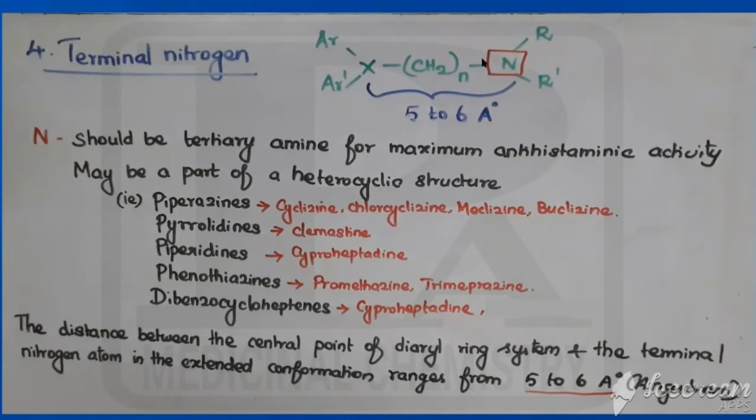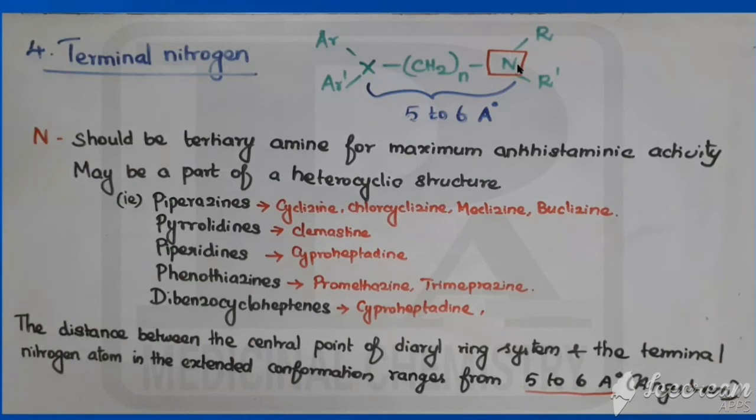Next, we are going to see the terminal nitrogen. This nitrogen should be tertiary. So it is a tertiary amine for maximum antihistaminic activity, or it may be part of a heterocyclic ring structure. That may be piperazine or pyrrolidine or piperidine or phenothiazine or dibenzocycloheptene. If it is piperazine, the examples are cyclizine, chlorcyclizine, meclizine, buclizine. For pyrrolidine, the example would be clemastine. For piperidine, it would be cyproheptadine. For phenothiazine, the examples are promethazine and trimeprazine. If it is a dibenzocycloheptene, the example is cyproheptadine.